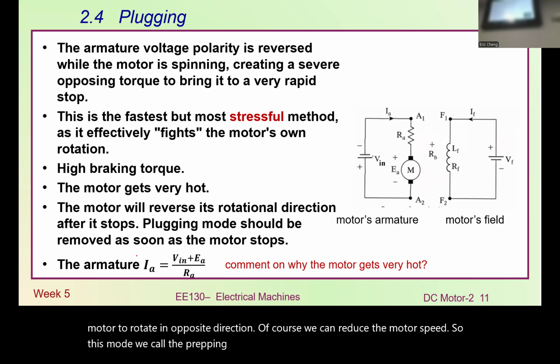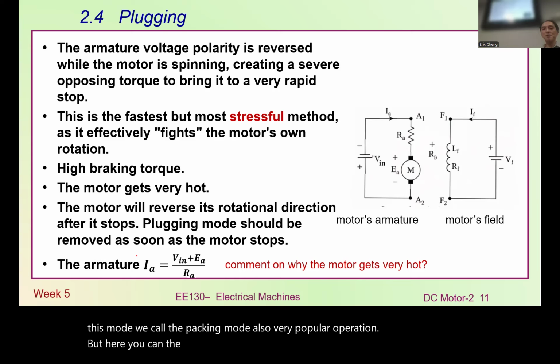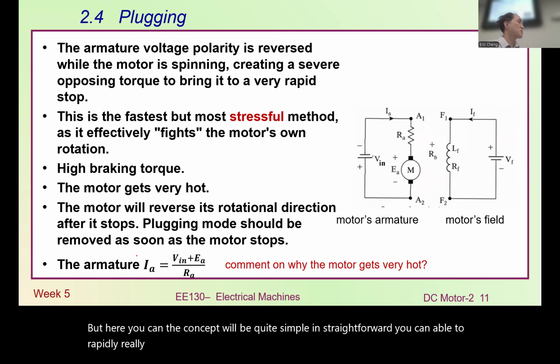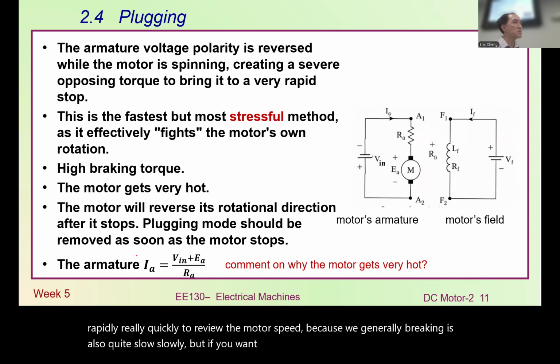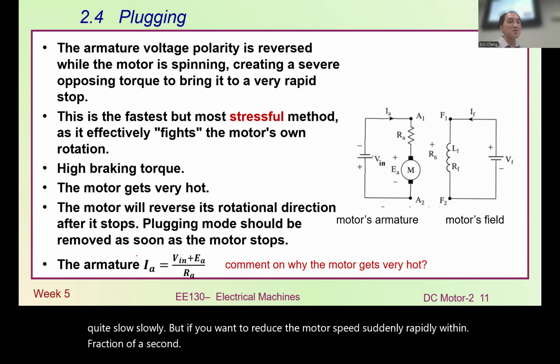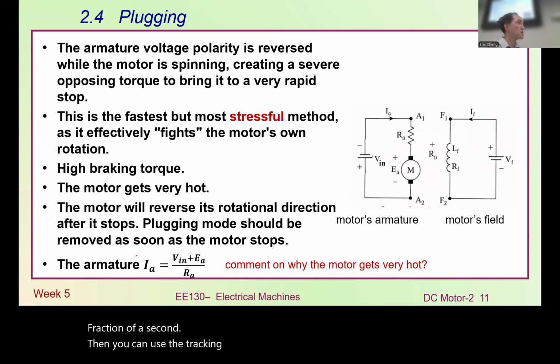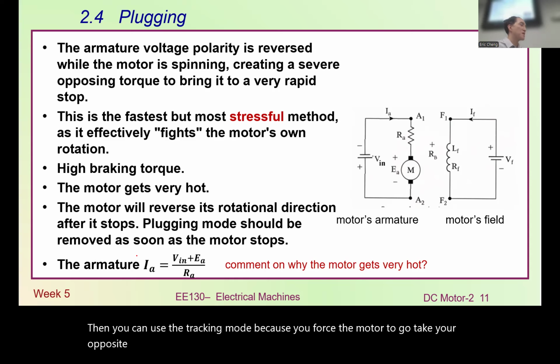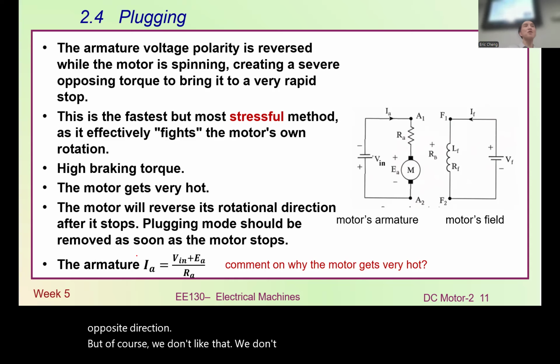Also a very popular operation, but here the concept is quite simple and straightforward. You are able to reduce the motor speed really quickly, because regenerative braking is quite slow. But if you want to reduce the motor speed suddenly, within a fraction of a second, then you can use the plugging mode, because you force the motor to rotate in the opposite direction. But of course, we don't like this mode of operation.